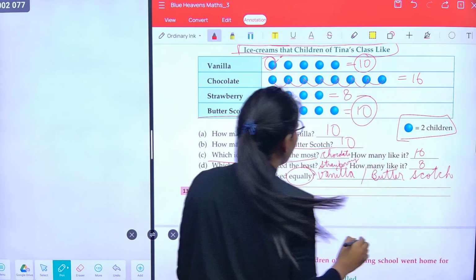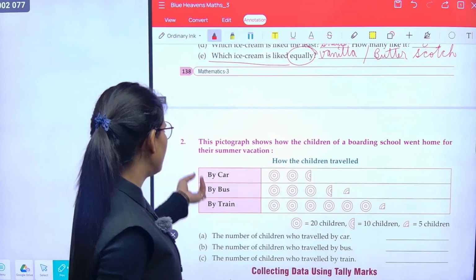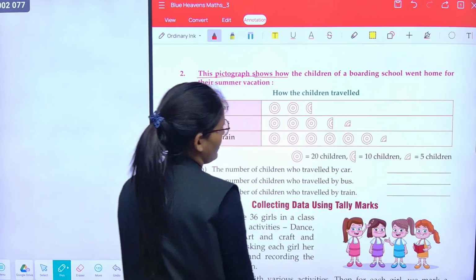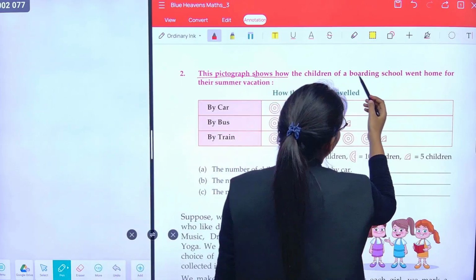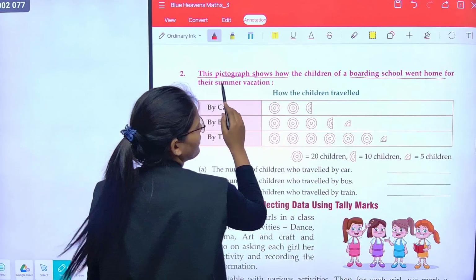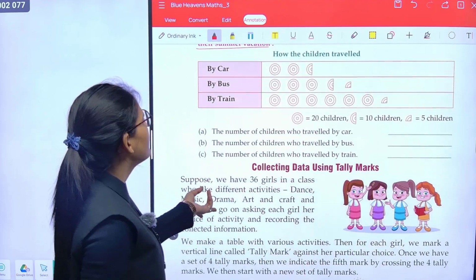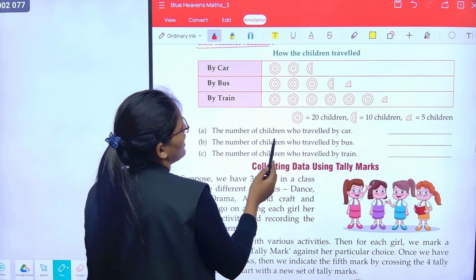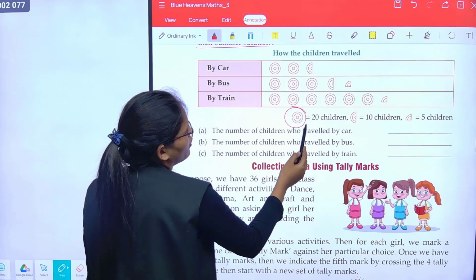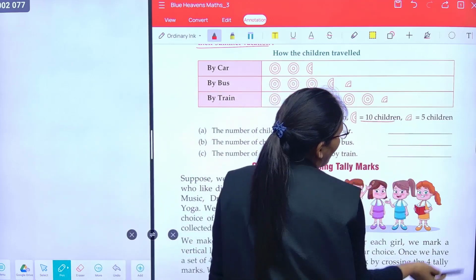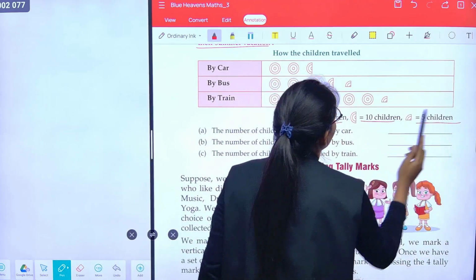Butterscotch. Understand class? Now students, this pictograph shows how the children of a boarding school went home for their summer vacation. How the children traveled by car. Class, full means 20 children, half means 10, and half from the half, 5 children.